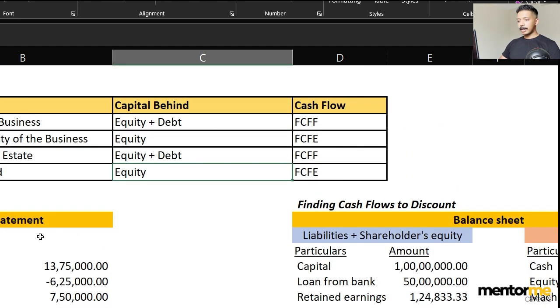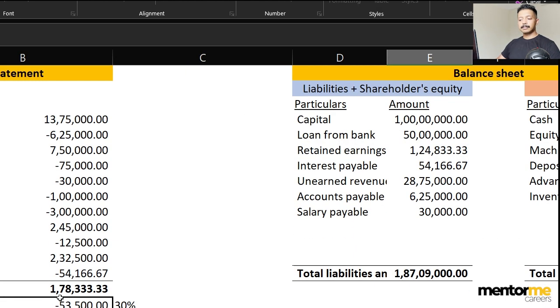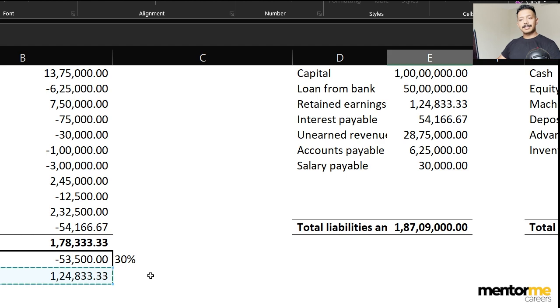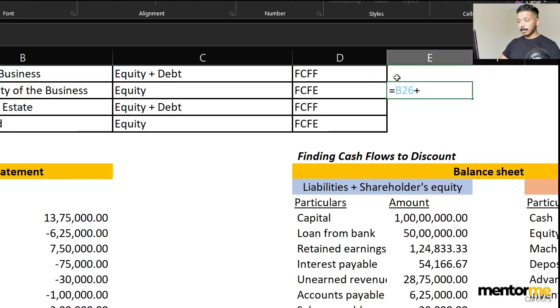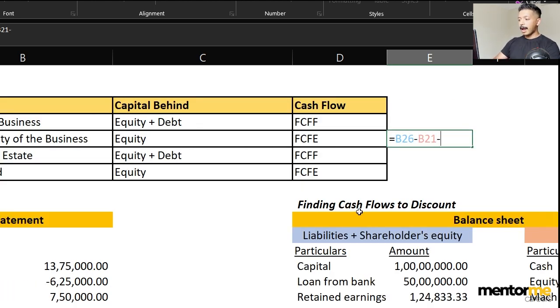So let's say we are talking about the value of equity. So how do we start? So simple. We're going to start with net income, because net income is not necessarily cash. So we're going to add back the depreciation. I add the depreciation, which is a non-cash charge. Then, net income plus depreciation is 137323.